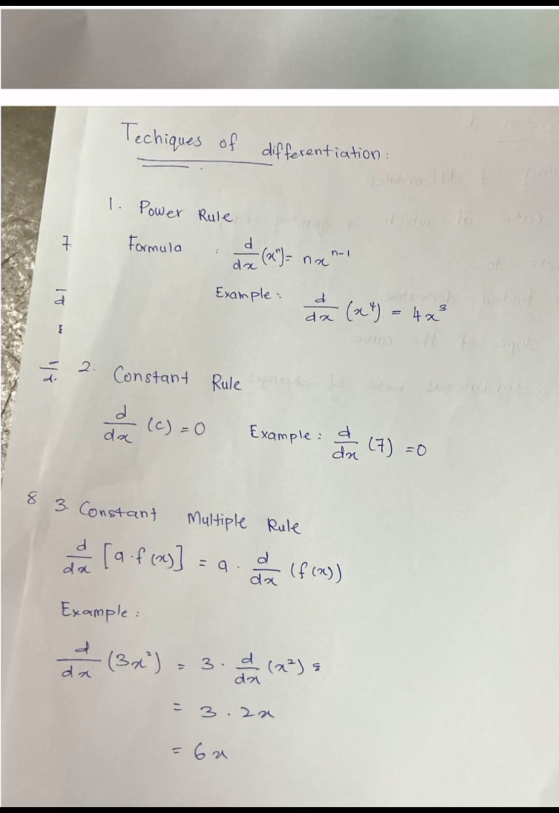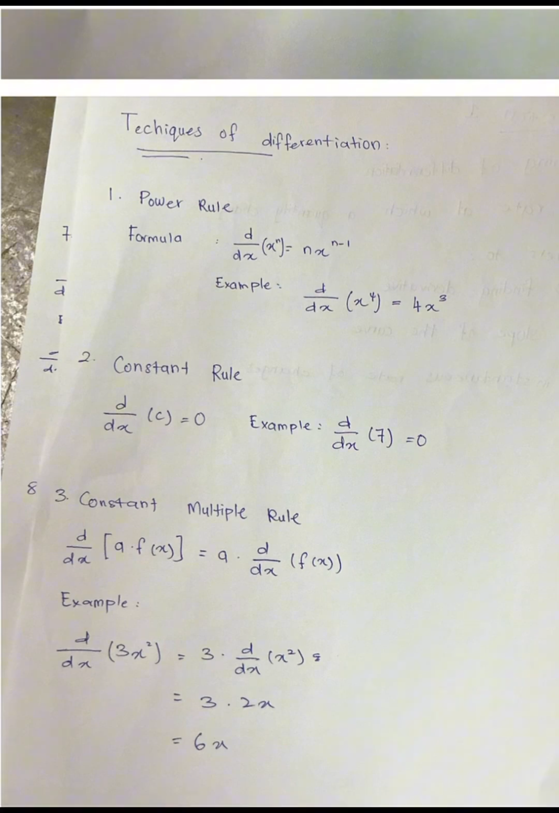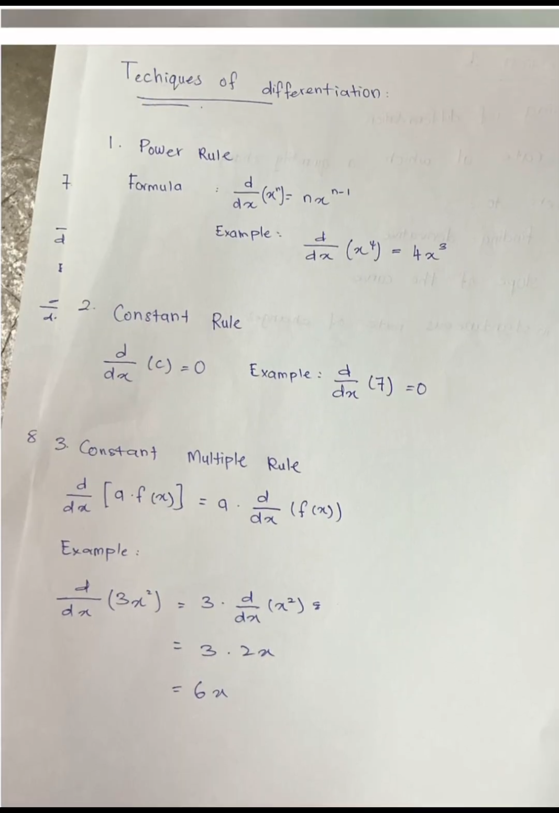So we go to the techniques of differentiation. Number 1 is the power rule. We use it to differentiate terms like x to the power of n. Number 2 is the constant rule. The constant rule says the derivative of a constant is 0. Number 3, constant multiple rule. When a function is multiplied by a constant, just keep the constant and differentiate the function.